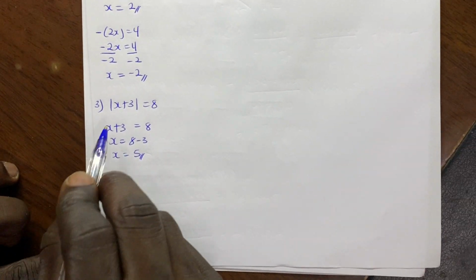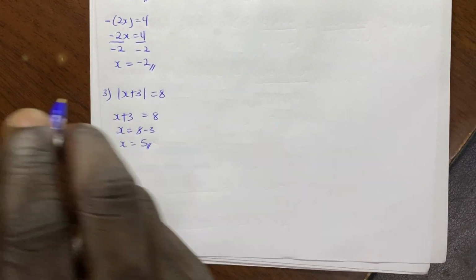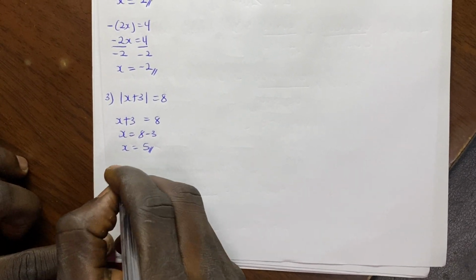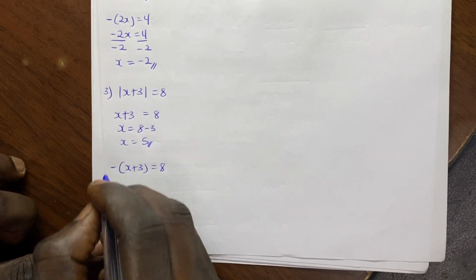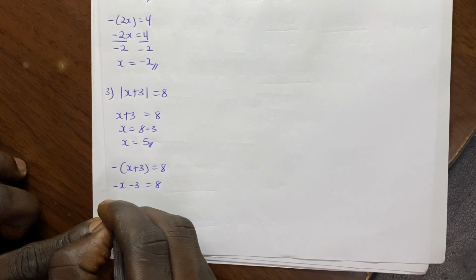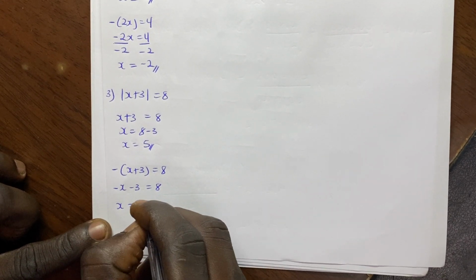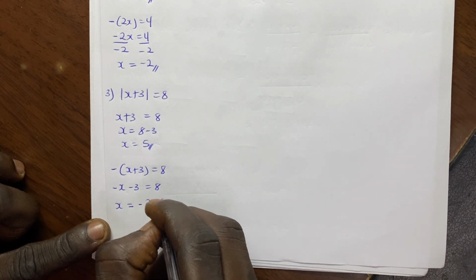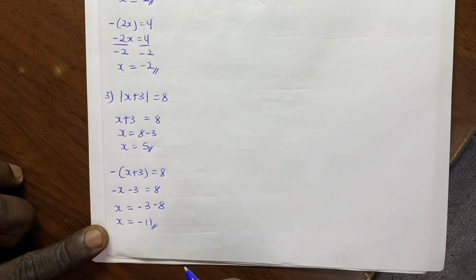And when we assume that the value this is going to give us is negative, it means you have to negate everything. So you get negative of x plus 3, which will be equal to 8. So you are getting -x minus 3 is equal to 8. And now x is going to be equal to -3 -8, and x is going to be -11.